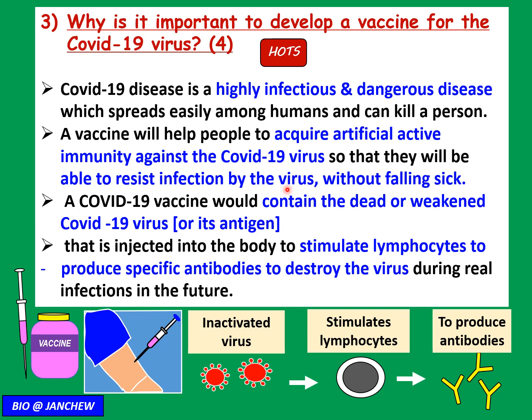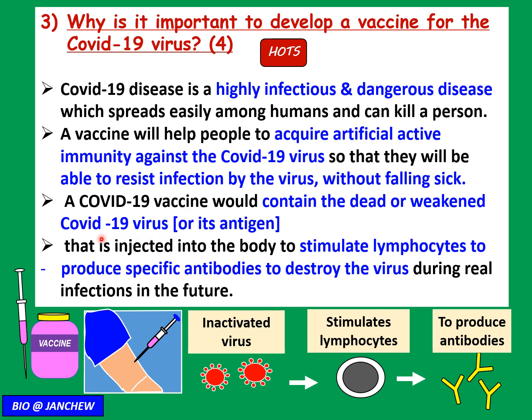So how does the vaccine work? Now, a COVID-19 vaccine would contain the dead or weakened COVID-19 virus, the inactivated virus or its antigen, such as the spike protein found on the surface of the COVID-19 virus. All right. So nowadays there is a new technology using synthetic mRNA to produce the vaccine, which we will not discuss here. Okay. But there are vaccines that are using the dead or weakened COVID-19 virus, which is the use of the inactivated COVID-19 virus, which is the traditional way of making a vaccine.